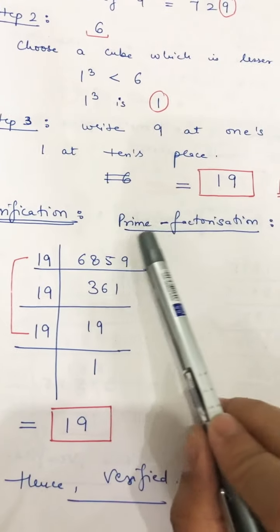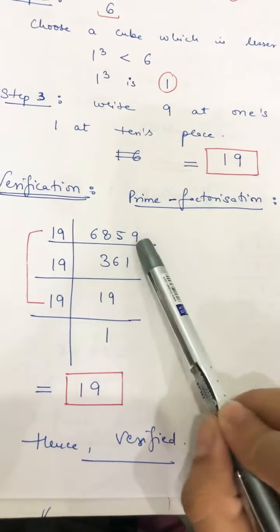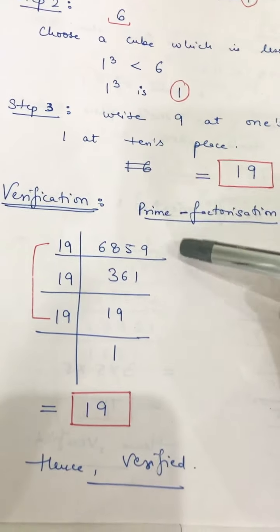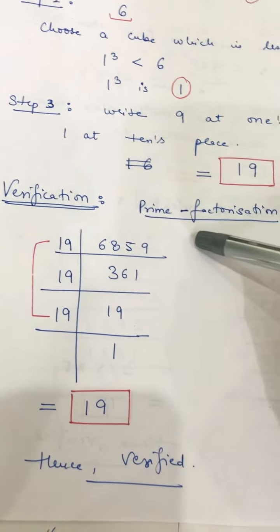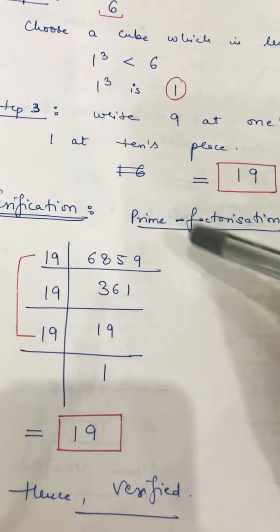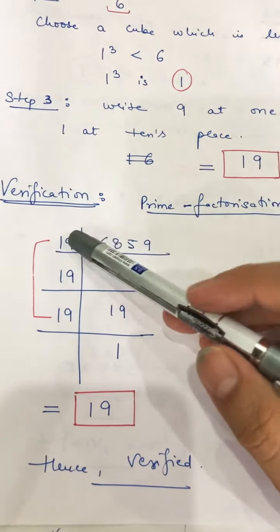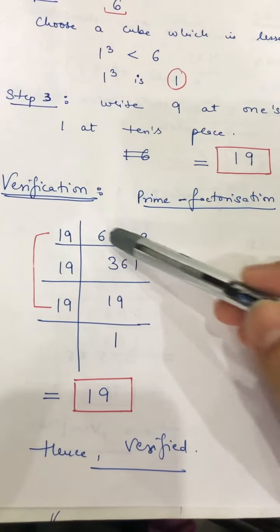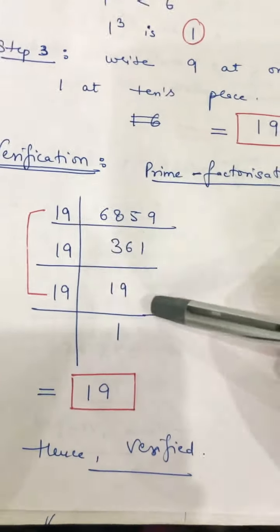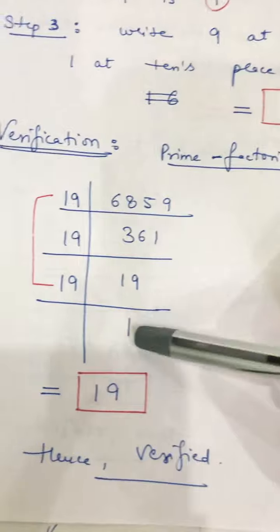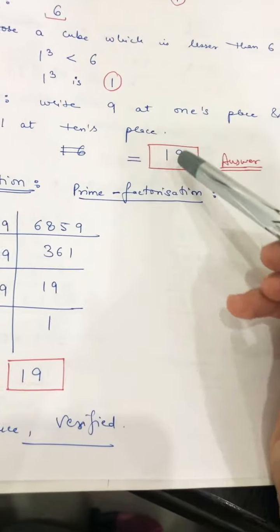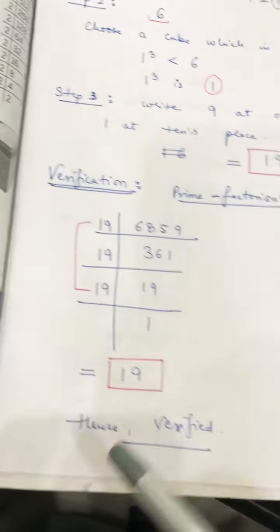So here we are going to start with the prime factorization. 6859, when you start, it will not go on 2, it will not go on 3, not on 5, not on 7, then 11, 13, 17, no, it is going on 19, because it is a cube of 19. So 19 times 361 is 6859, again it will go on 19, so 19 ones are 19. So here it is 19 cubed, that is a cube of 19. So both answers are the same, 19 and 19. Hence we have verified the question.